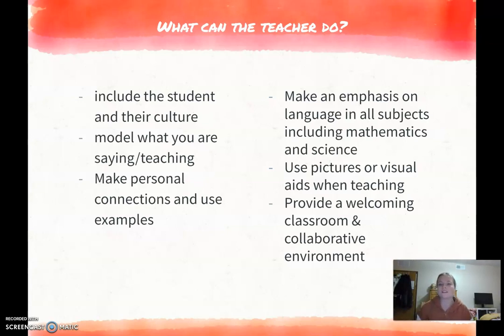Another one is to make an emphasis on language in all subjects, including mathematics and science. So, like, in math, you can say, oh, well, we're adding, but you also can call it, this is a plus sign, or we're finding the sum of. So give them synonyms and things like that. And then the last one is to provide a welcoming classroom and collaborative environment.